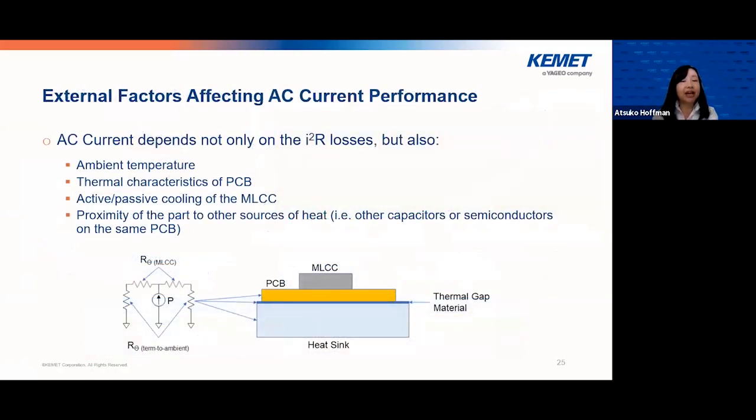Now, there are external factors affecting AC current performance. It's not only the I squared R losses, but also some other factors such as ambient temperature, thermal characteristics of the PCB, active and passive cooling of the MLCC, and the proximity of the part to other sources of heat. For example, if you're putting an MLCC right next to a high-heating part, like a switching semiconductor on the same PCB, that will affect the ripple current capability of an MLCC.